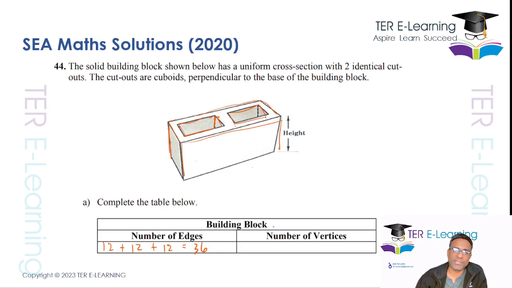Number of vertices now, right? So this is a vertex, this is a vertex, right? Here as well. So that is 4 and 4, 8, and 4, 12. And then we're going to have 12 at the bottom, right? So you have a total of 24 vertices. So the answers will be 36 and 24.